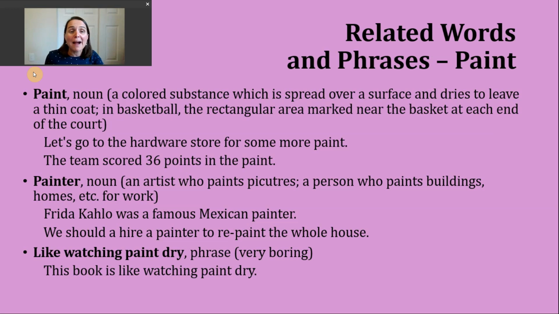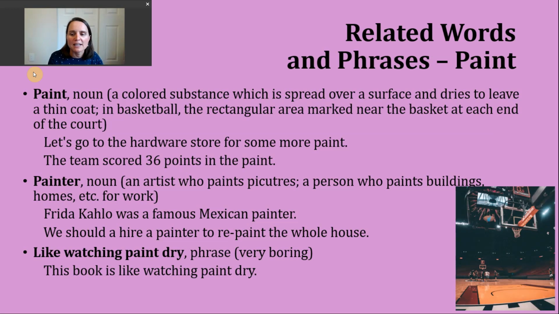A second way you might hear paint used is in the sport of basketball. It could refer to a rectangular area that's near each basket, so it's on both sides of the court. And I have a little picture here to help us understand what it looks like, right? So if you look down here, where I have my cursor kind of going back and forth, the red and yellow areas, that would be referred to as the paint. An example of how you might hear this, again connected to basketball, is: the team scored 36 points in the paint.